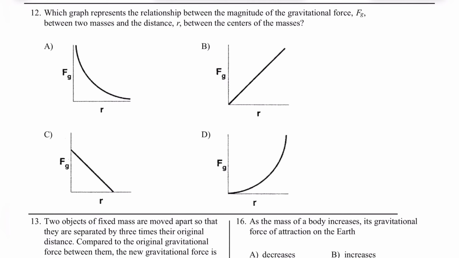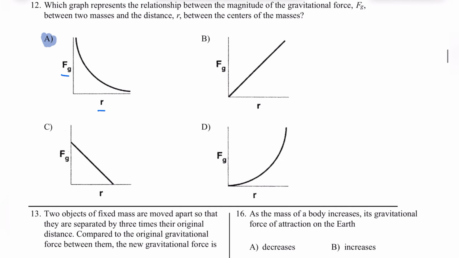Which graph represents the relationship between the magnitude of the gravitational force, Fg, between two masses and the distance r between the centers of the mass? So we have r and Fg. So remember, when distance increases, gravitational force decreases. And it's also going to be an exponential decrease because in the equation for Fg, radius is squared. So our answer is going to be choice A.